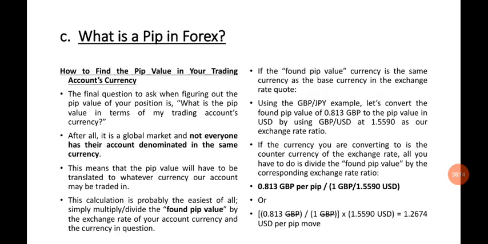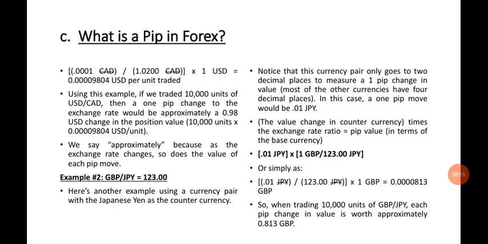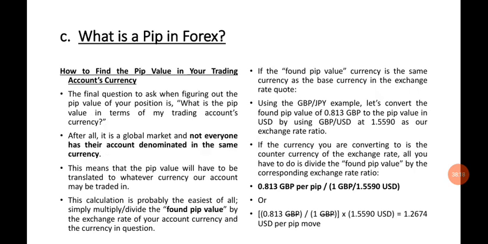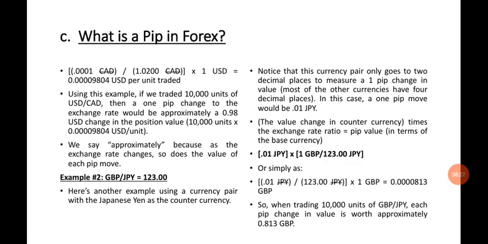Let me not make a mistake. Just hold on, please. So that is done by calculating 10,000 units. Although I didn't calculate it here, I believe you can get it. You're doing your 10,000 units times 0.000813, which will now give you our answer of 0.813 Great British Pound.